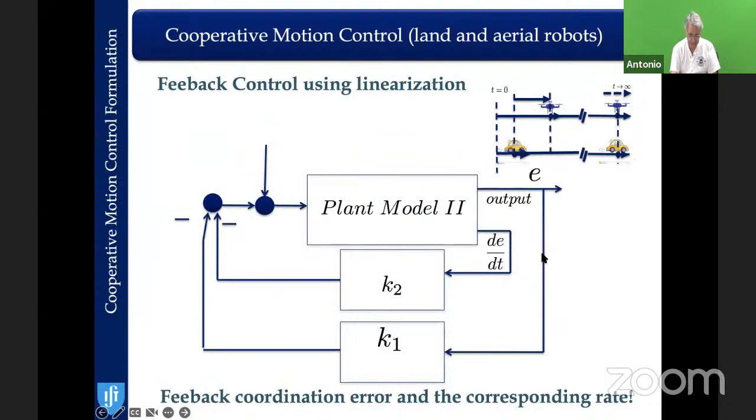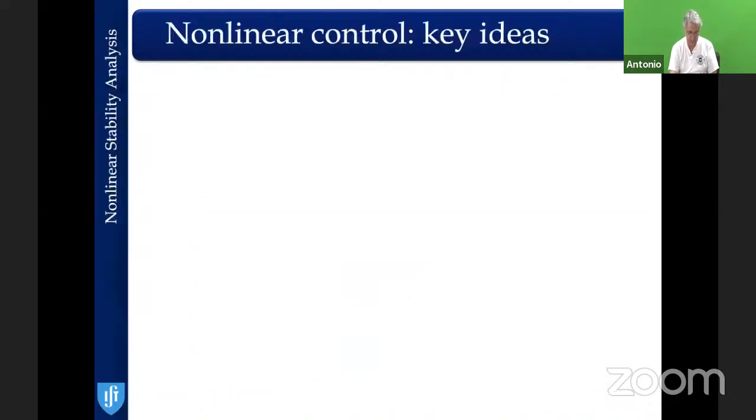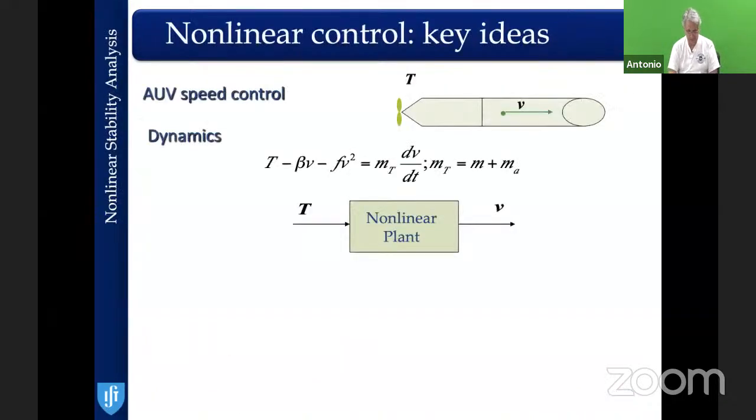I'll repeat this with another example. So then you design another controller with rate feedback and variable feedback, and you can achieve stability of the system. All right. Let's do this more carefully, because that may have confused you a little bit. So let's do another example.